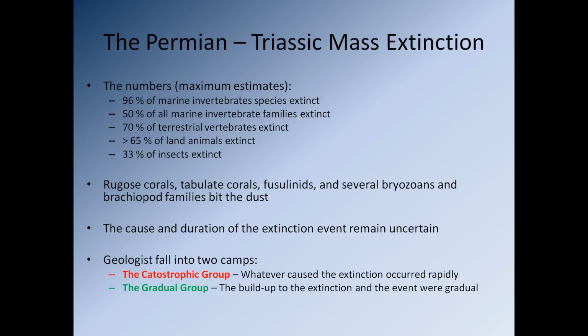So geologists fall into two camps when we discuss the Permo-Trias mass extinction. There's the catastrophic group, and they say whatever caused the extinction occurred rapidly. So think a meteorite impact. And then there's the gradual group.